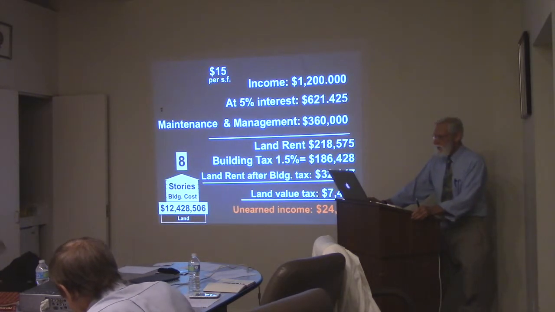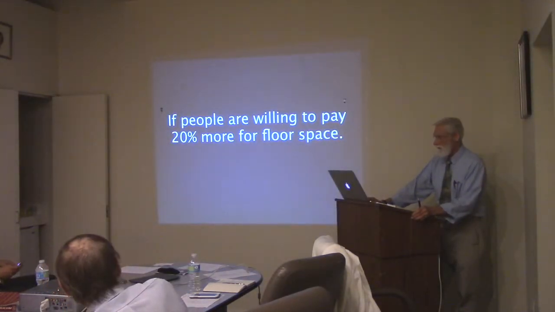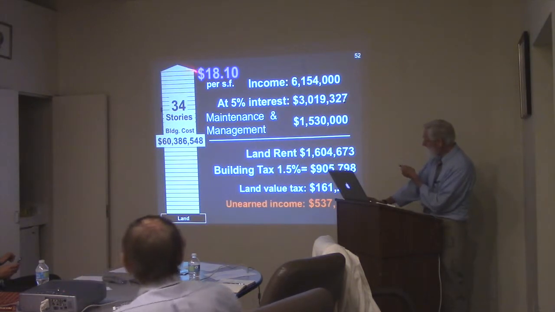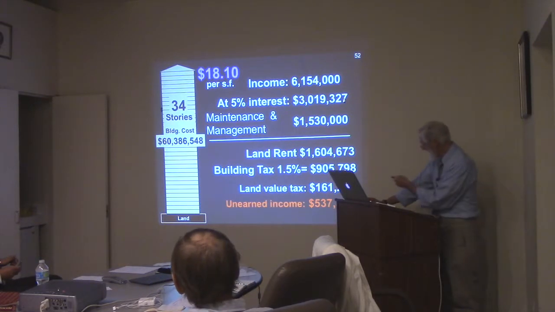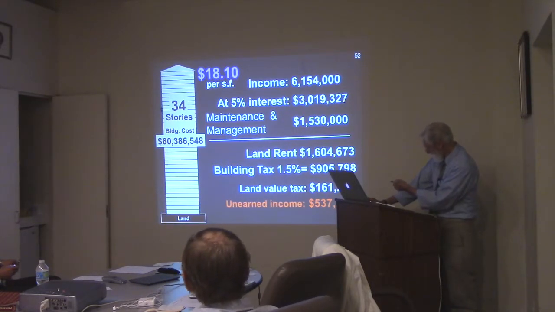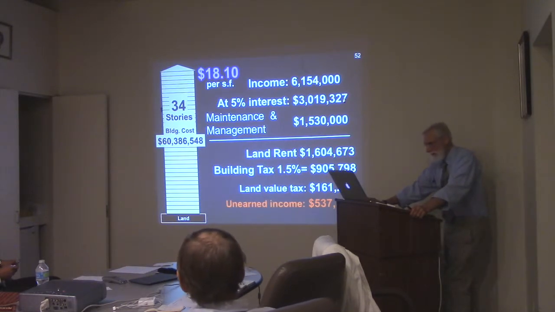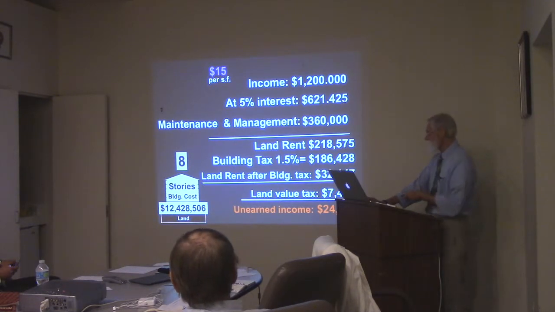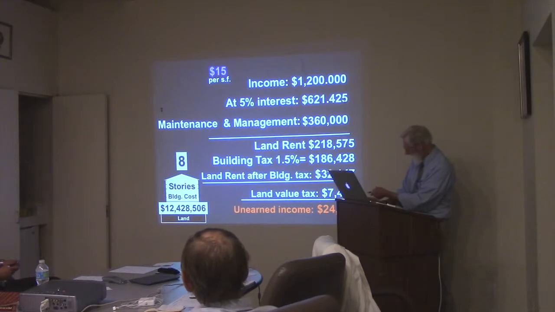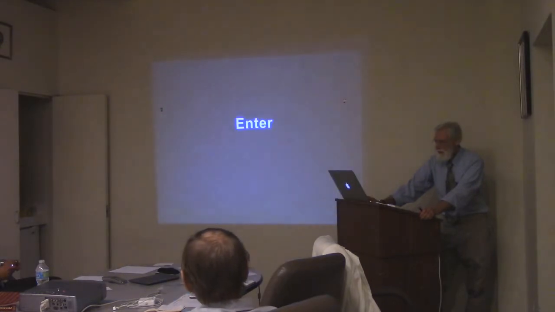Now, here's where we are without the taxes. On the other hand, if we're willing to pay 20% more, if somehow the value goes up to $18.10, oh, we got 34 stories, everything is fine. The city's getting plenty of revenue, another $1 million in revenue, and the landowner's getting his $537,500 income from the land. But comparing apples to apples, at $15 a square foot, without all the subsidies, we're back to 8 stories. Now, enter the Georges.